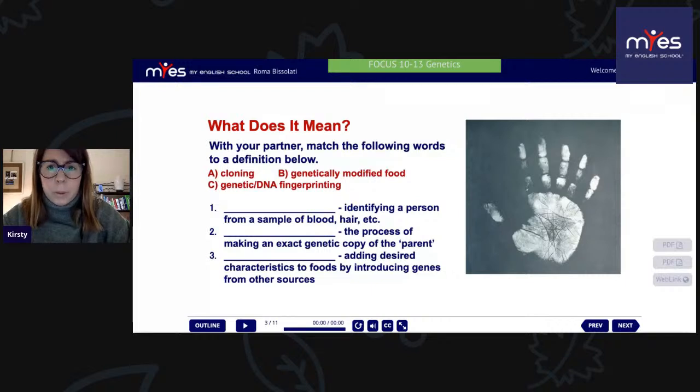Okay, so we've got: identifying a person from a sample of blood, hair, etc. The process of making an exact genetic copy of the parent. Adding desired characteristics to food by introducing genes from other sources.